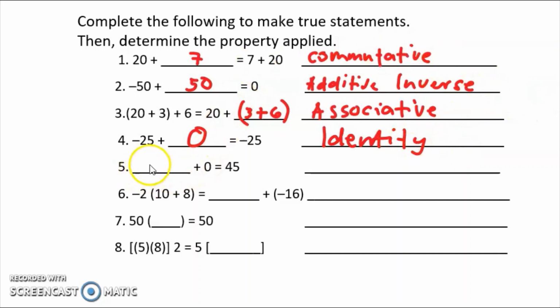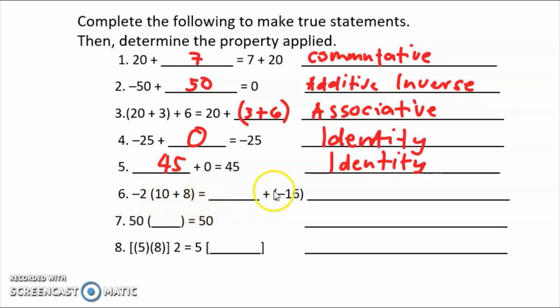Okay? O, how about here? Ano kaya yung i-add ko kay 0 para 45 ang sagot? Since nag-add ka ng wala, yung ilalagay mo yung original number niya, which is 45. So, anong property ulit yan? That's simply identity. Hindi porkit nakakakita kayo ng 0, property na, hindi. Depende yan sa given.